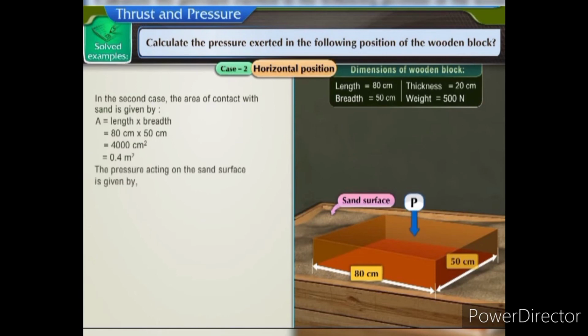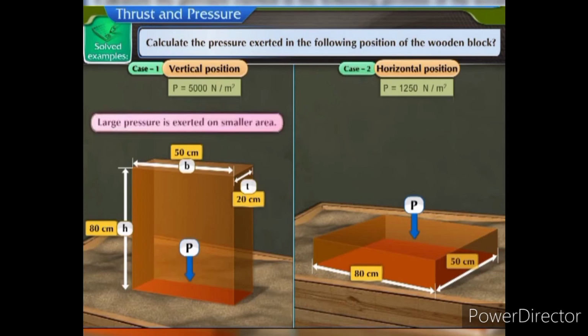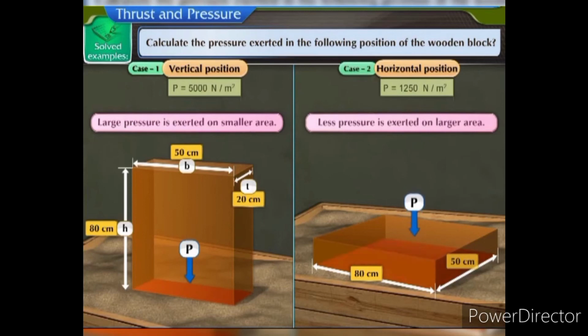Now the pressure acting on the sand surface in this case is P, which is equal to W divided by A, equal to 500 divided by 0.4, which is equal to 1250 Newton per meter square, which is 1/4 of the pressure in the first case. Hence, large pressure is exerted on smaller area while less pressure is exerted on larger area by the same object.